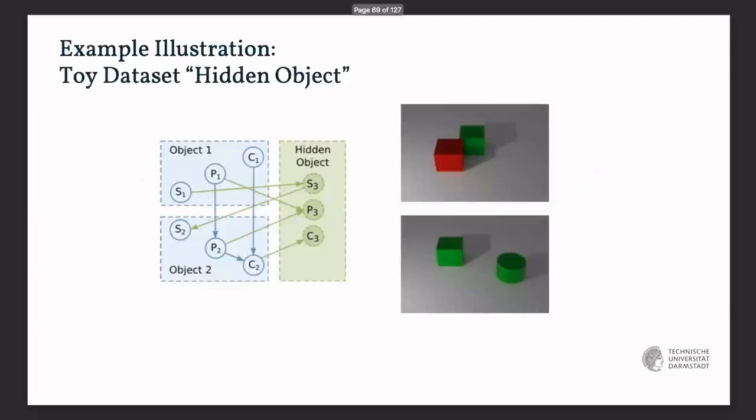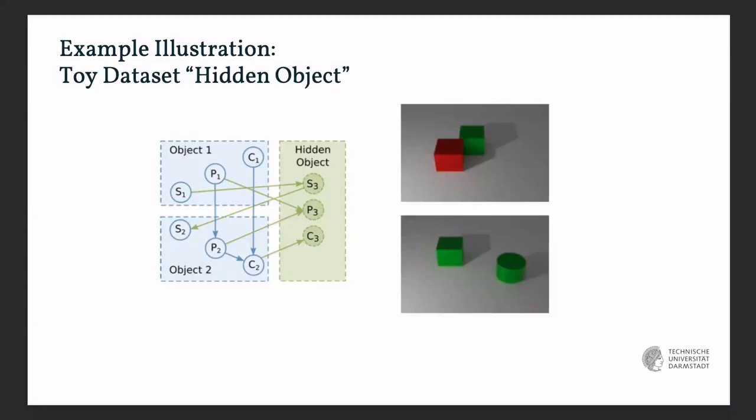I'm going to show you an example illustration with this toy data set, which we called hidden object. There are three objects. You see on the left-hand side object one, object two, and then the third object, the hidden object in green. And this is the causal graph, the underlying structural causal model, which is generating the data, generating these images, which are then created in Blender. As you can see on the right-hand side, two examples. You always see in these images two of these objects, the one highlighted in blue, and then there's this third hidden one, thus giving the name.